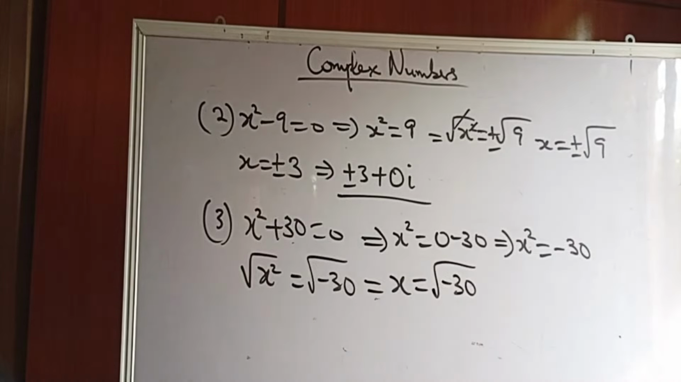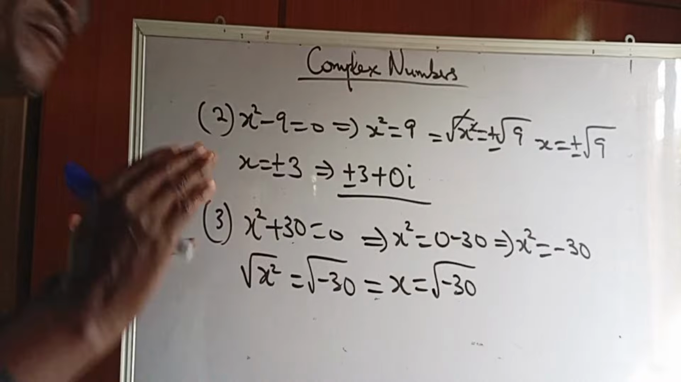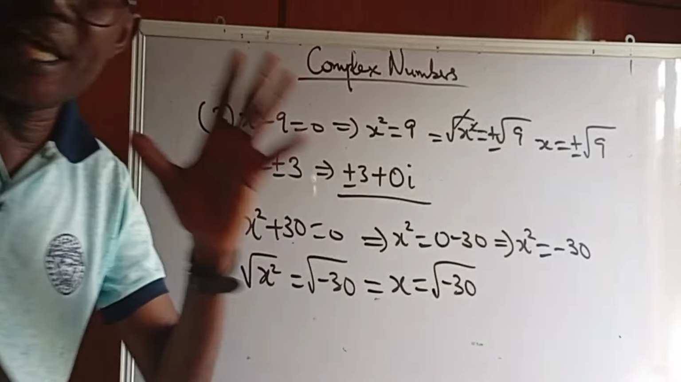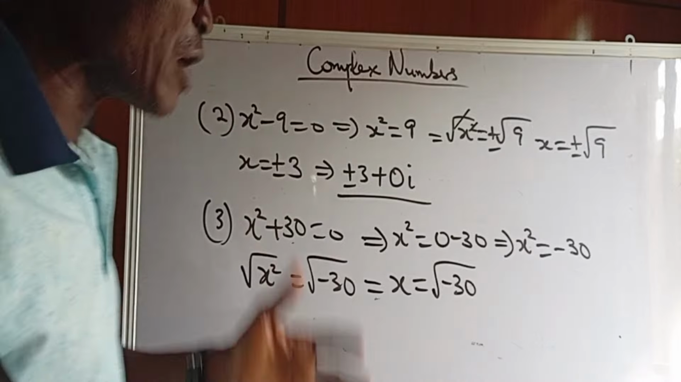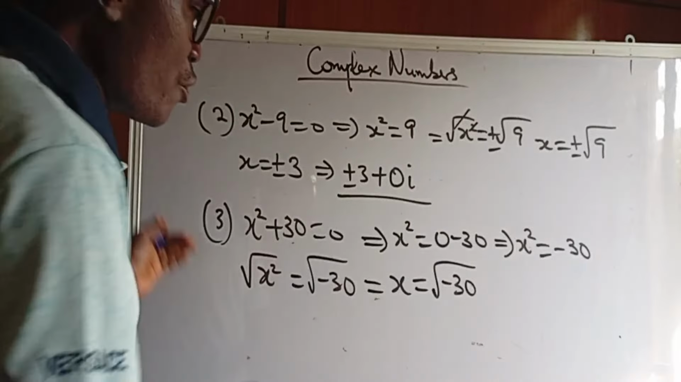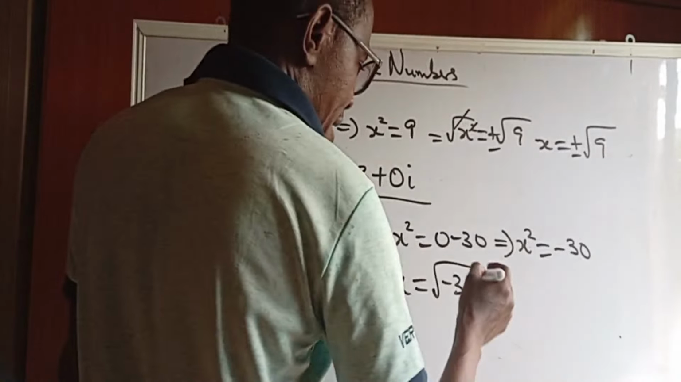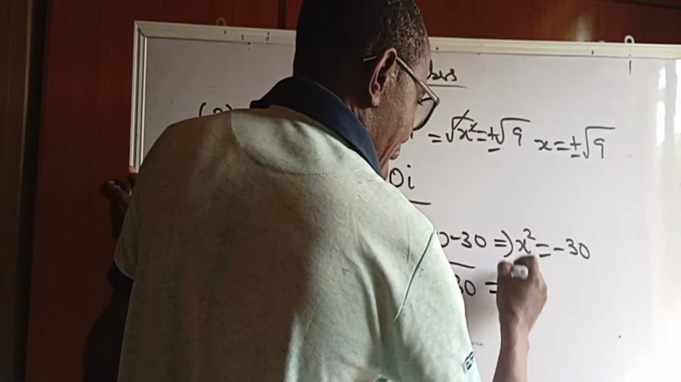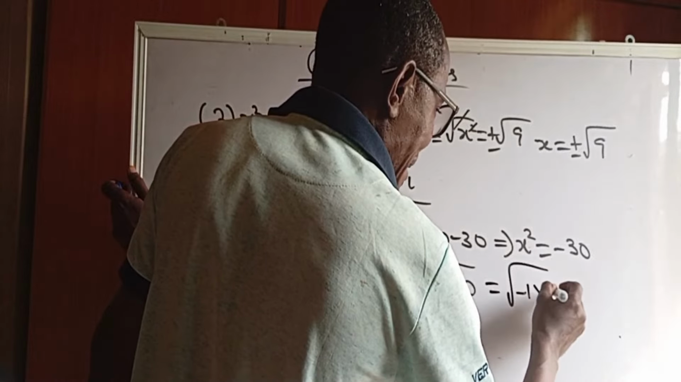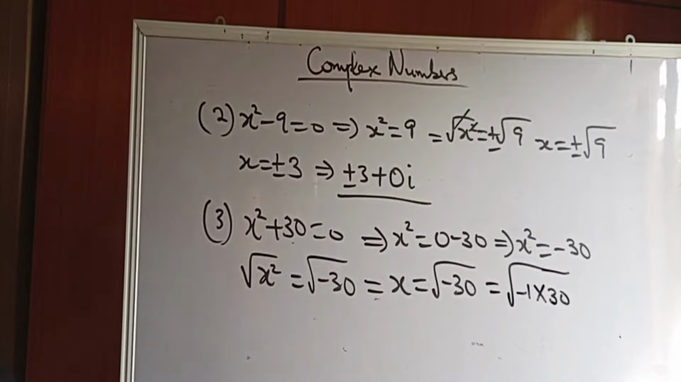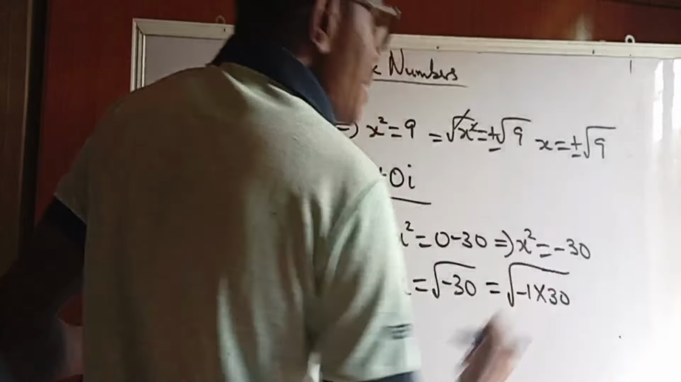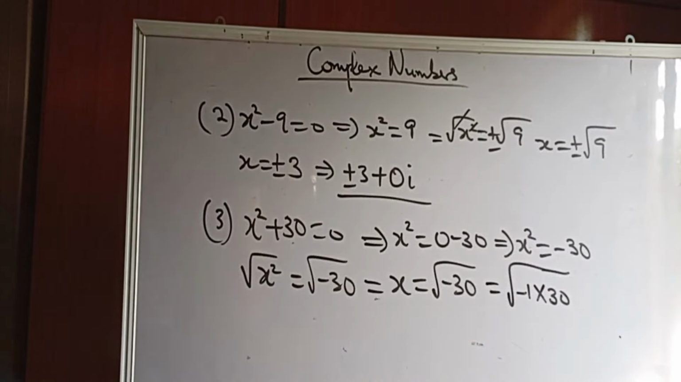Now, this is an interesting part of complex numbers. In real numbers, you can never have a square root that has a negative sign. But in complex numbers, square roots can have a negative sign. How do we now write this in the form of complex numbers? We can write the square root of minus 30 as the square root of minus 1 times 30. Why did I introduce minus 1? Because there is going to be a particular element that will stand as the square root of minus 1 in the course of solving this problem.